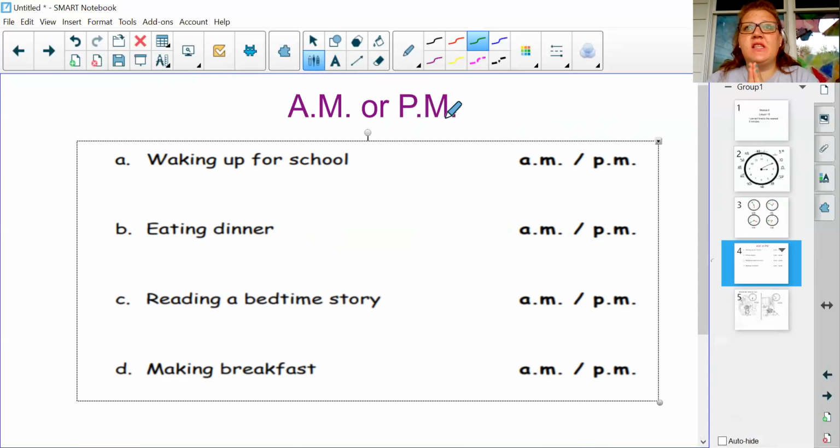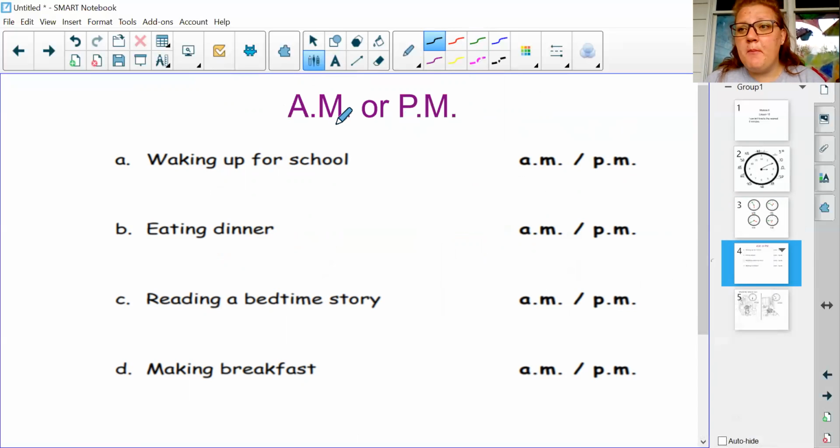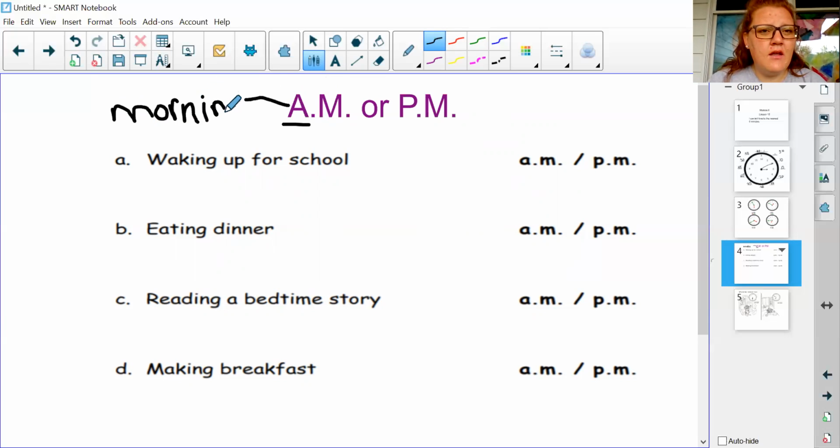Now, what comes first in the day, the morning or the evening? Morning. Morning comes first. So it's very easy to remember that morning comes first. A comes first in the alphabet, so A is for morning. Morning is anything from midnight, or actually 12:01, all the way up until noon.